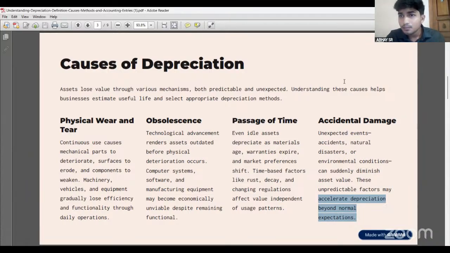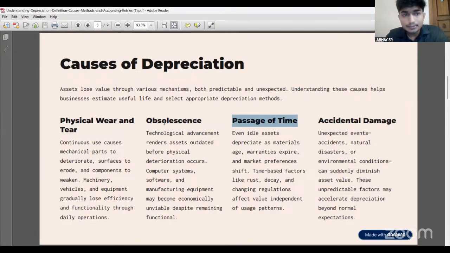Let's read and just revise again. Assets lose value through various mechanisms, both predictable and unexpected. Understanding these causes helps businesses estimate useful life and select appropriate depreciation methods. So these are the four reasons that depreciation can majorly occur: physical wear and tear, obsolescence, passage of time, and accidental damage.